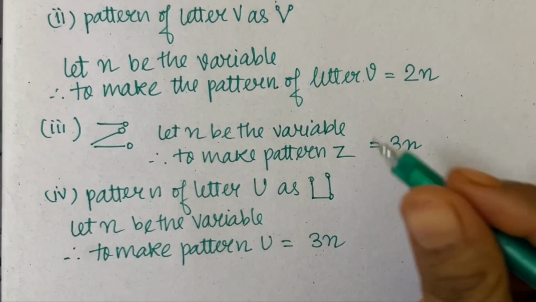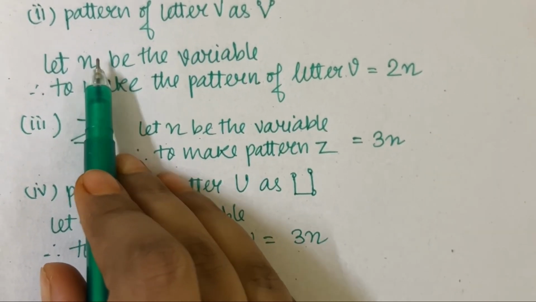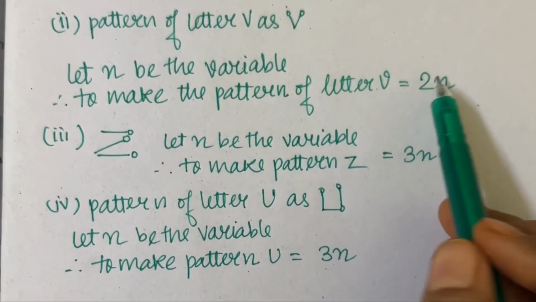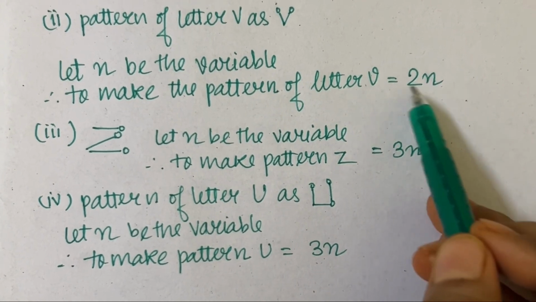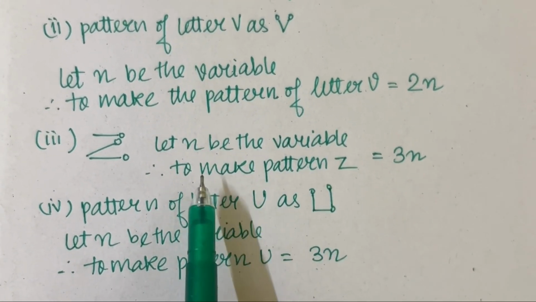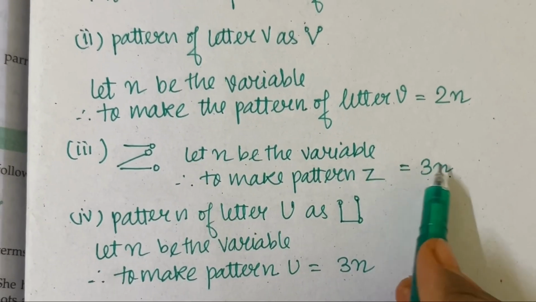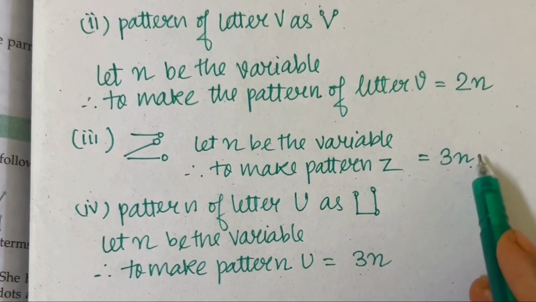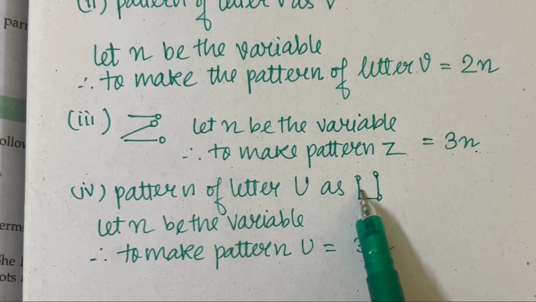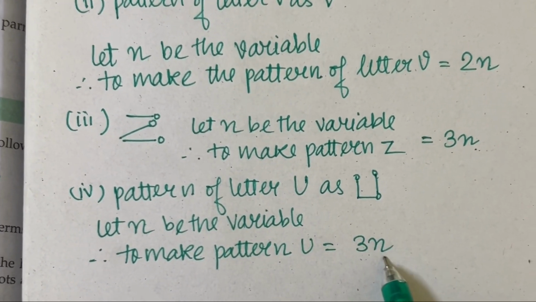So likewise for letter V, 2 matchsticks are required, so we are taking n as the variable, and to make the pattern of the letter V, we make it 2n. And for Z, we take n as the variable, and to make the pattern Z, 3n. So 3 is here because 3 matchsticks and n being the variable. Same with the letter U. See, we have 3 matchsticks and n is the variable, so it is 3n.